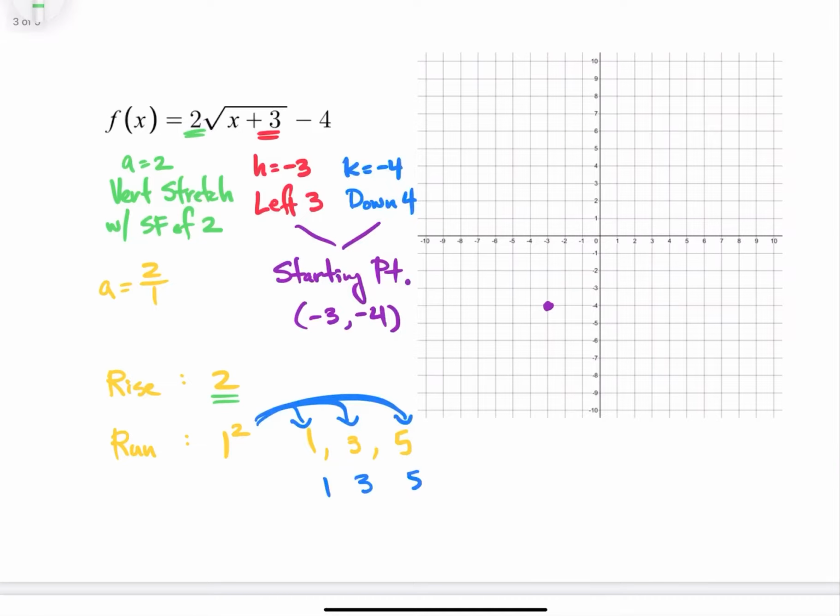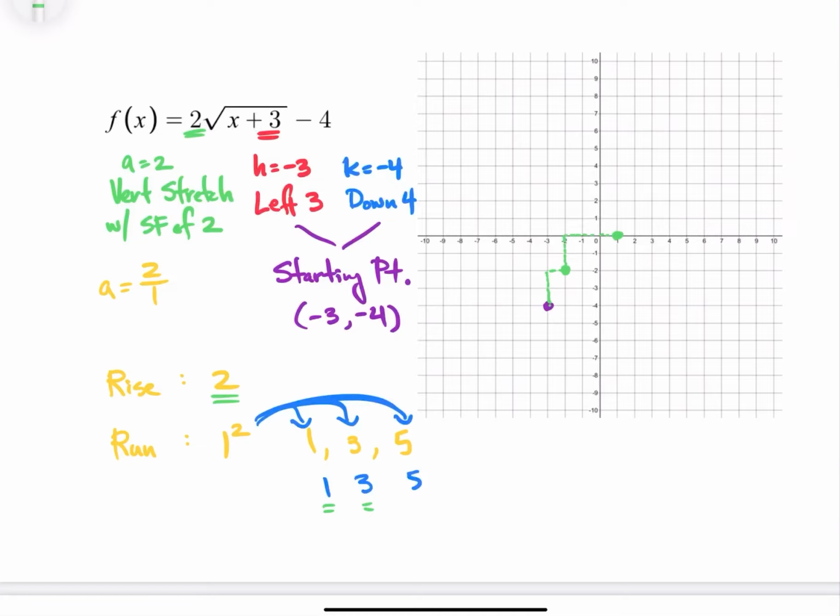We're going to rise 2 this time. So I'm going to go up 2, and then I'm going to run over 1. So 1 to the right. So here's our second point. Then I'm going to rise 2 again. And this time I'm going to run over to the right 3 units. 1, 2, 3. Here's our third point.